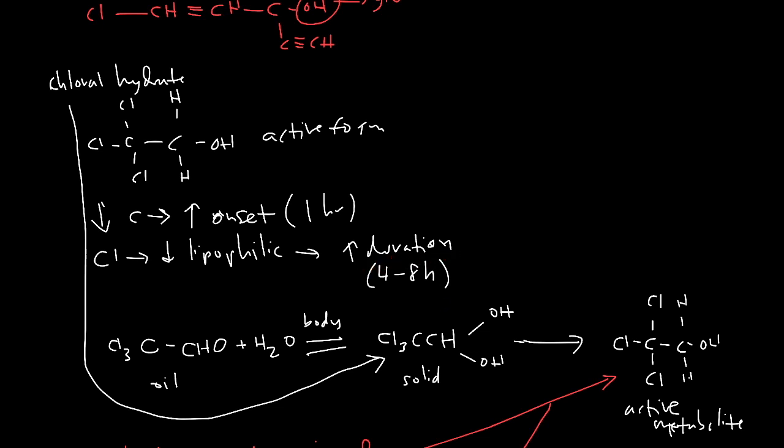So, important things about chloral hydrate. It's less lipophilic because it has less carbons and a lot of chlorines. So, less lipophilic means greater onset time, not quick onset of action, and longer duration of action. Not short duration of action like your lipophilic compounds. It exists between the solid and the oily form. However, the active form is when you metabolize the solid form, which has two hydroxyls, to one hydroxyl.